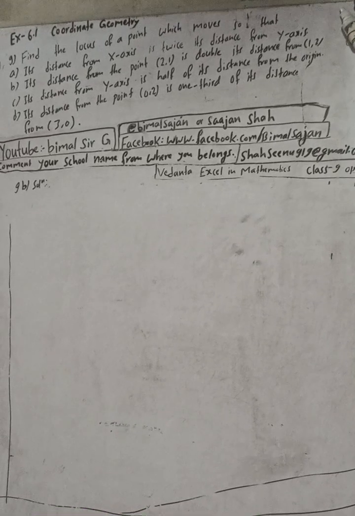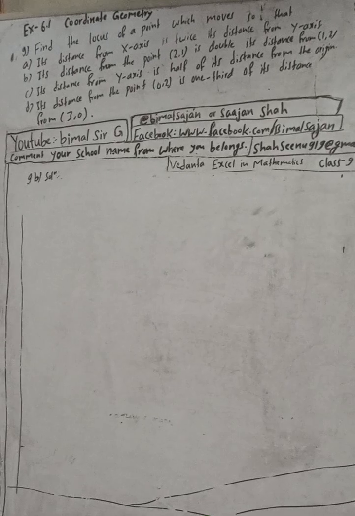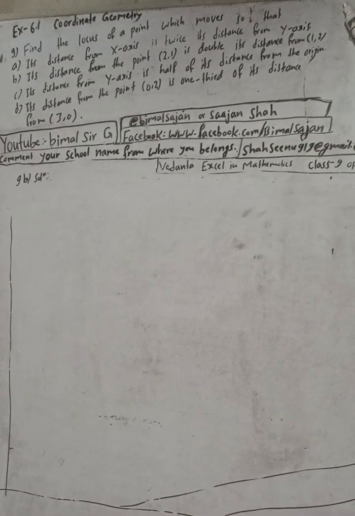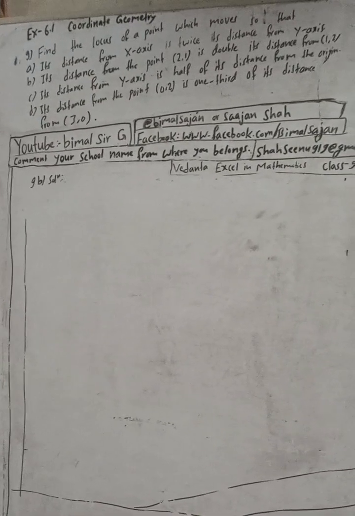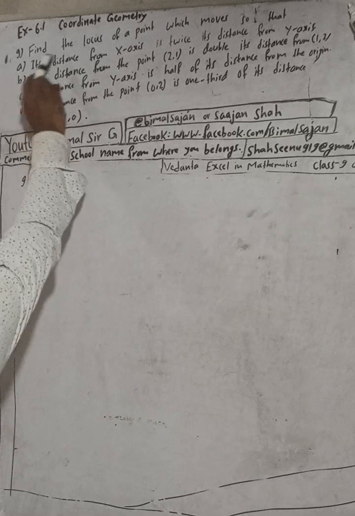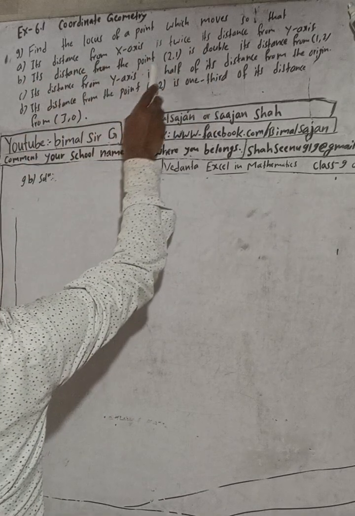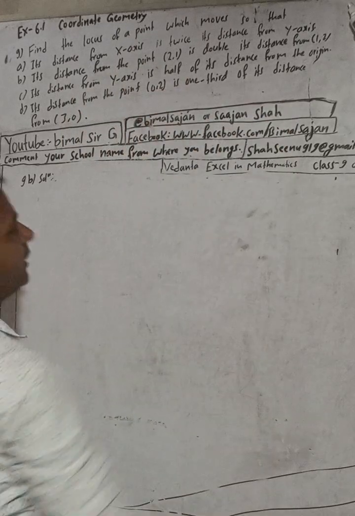This is question number 9b, exercise 6.1, coordinate geometry, class 9, optional mathematics. Here the question is, find the locus of a point which moves so that its distance from the point (2, 1) is double its distance from (1, 2).